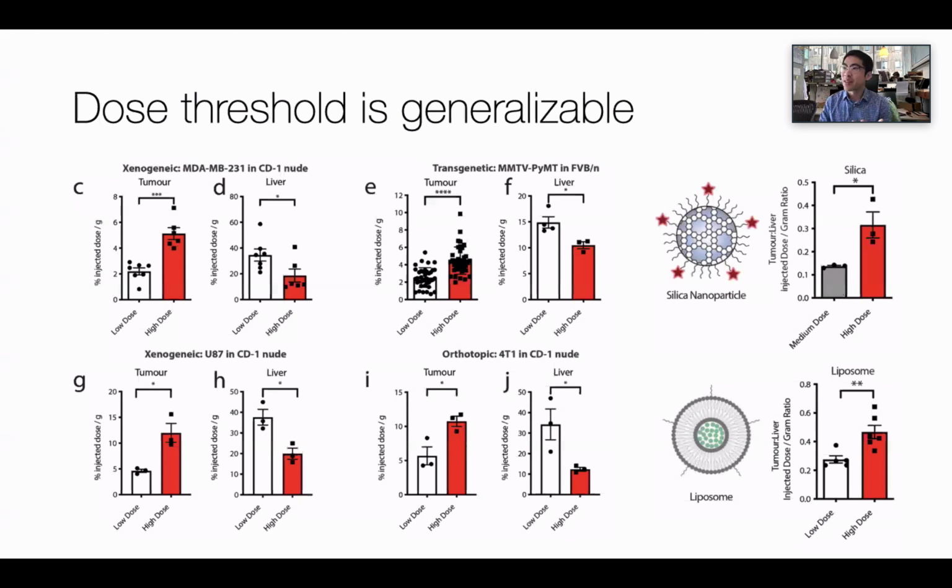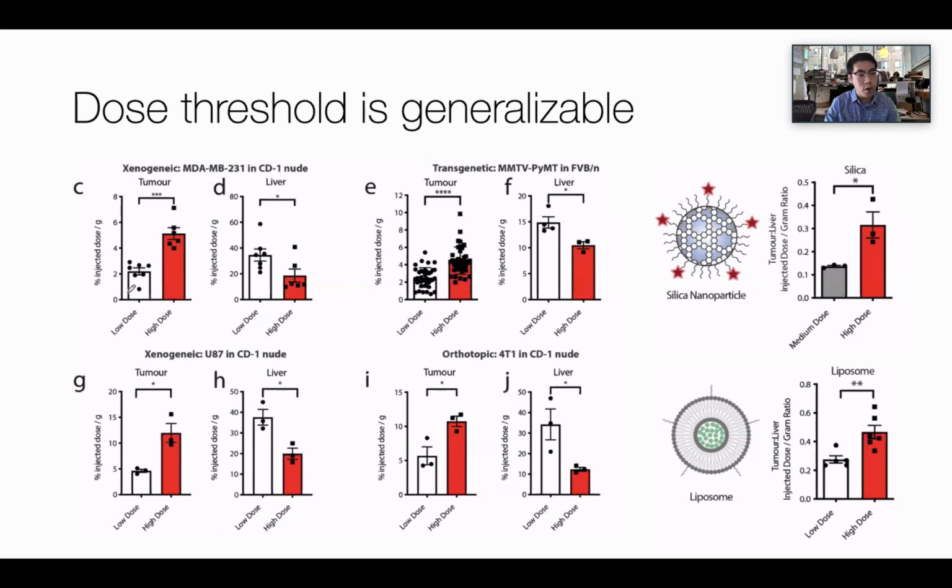So we wanted to make sure next that our threshold and our theory was generalizable, right? We wanted to ask, well, is it a function of just our nanoparticles? Is it just a function of the tumor model that we were using? And what we found was that no matter what tumor model we threw at it, we saw the exact same effects, right? So we ran some xenogeneic models with human breast cancers in immunocompromised mice, also human brain cancers, also mouse spontaneous cancers in immunocompetent mice, and also just validating the 4T1 model in a different immunocompromised mouse.